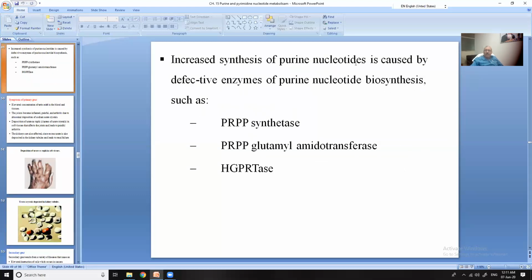Increased synthesis of purine nucleotides is caused by defective enzymes of purine nucleotide biosynthesis, such as PRPP synthase, PRPP glutamyl aminotransferase, and HGPRTase. They are the defective enzymes. So, increased synthesis of purine nucleotides. Okay, so purine nucleotides are increased in concentration, and that's why more and more uric acid is produced.